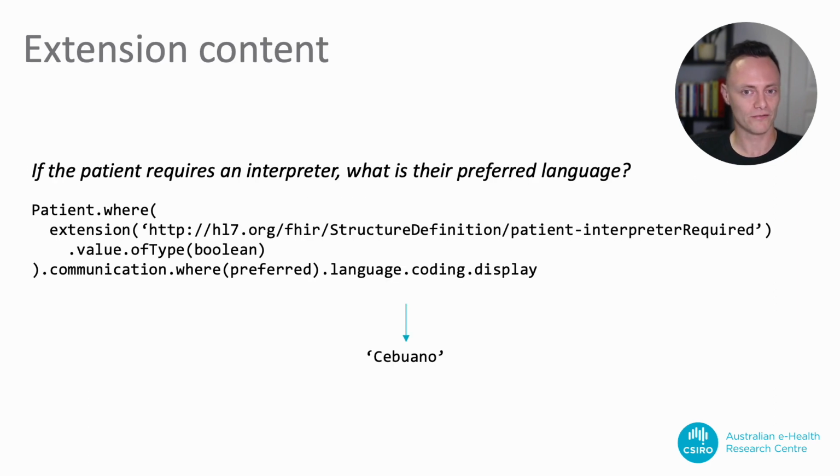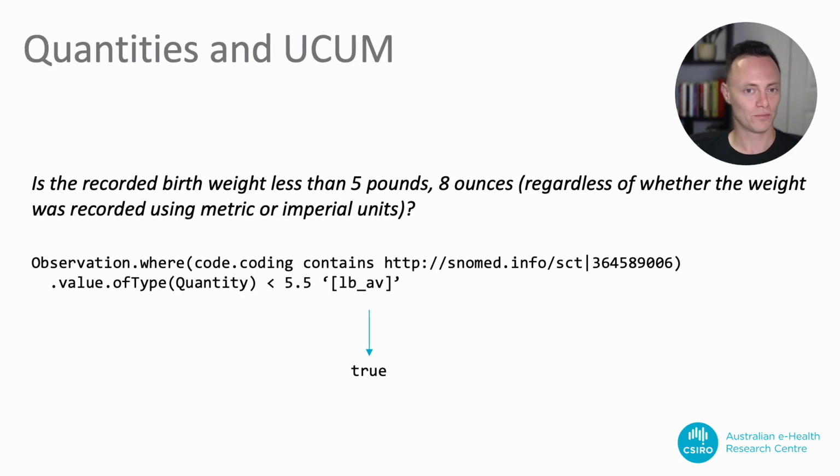We've implemented a function within FHIRPath to ease the task of accessing data that is held within extensions. This expression continues from our earlier example to extract the preferred language for a patient that requires an interpreter. Our support for unit canonicalization was mentioned earlier when we covered the features of the Pathling encoders.